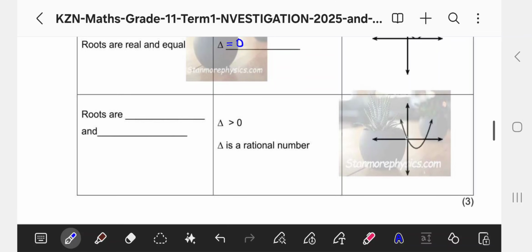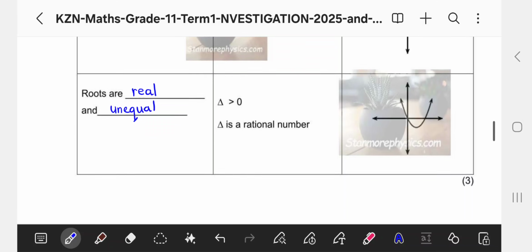And the last part here, we've got the graph cutting the x-axis twice. The discriminant is greater than 0 and it is a rational number. That means that the roots are real, they exist. And in order for us to have two roots, it means that those roots are unequal. So they are two different values.